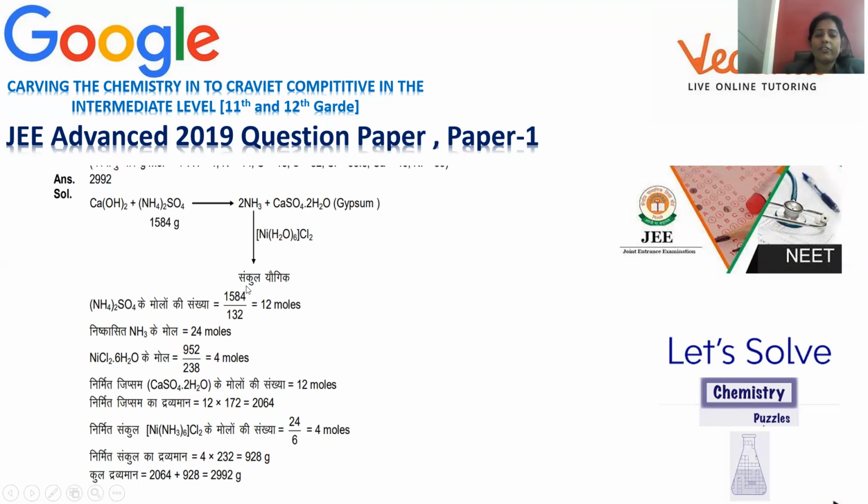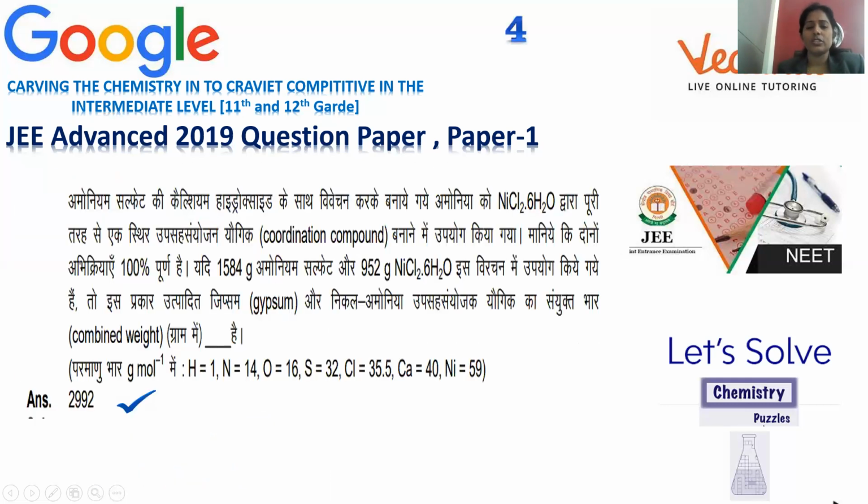Okay, they're asking for the combined compound weight, so let's add 2064 with 928. The total will be 2992 grams. This is the final answer. 2992 grams we will get. For question number 4, 2992 grams is the correct answer.